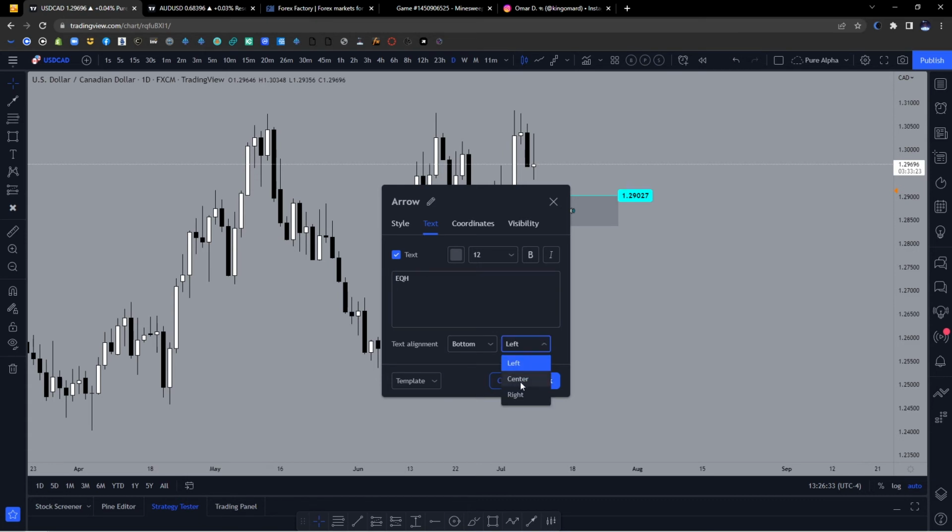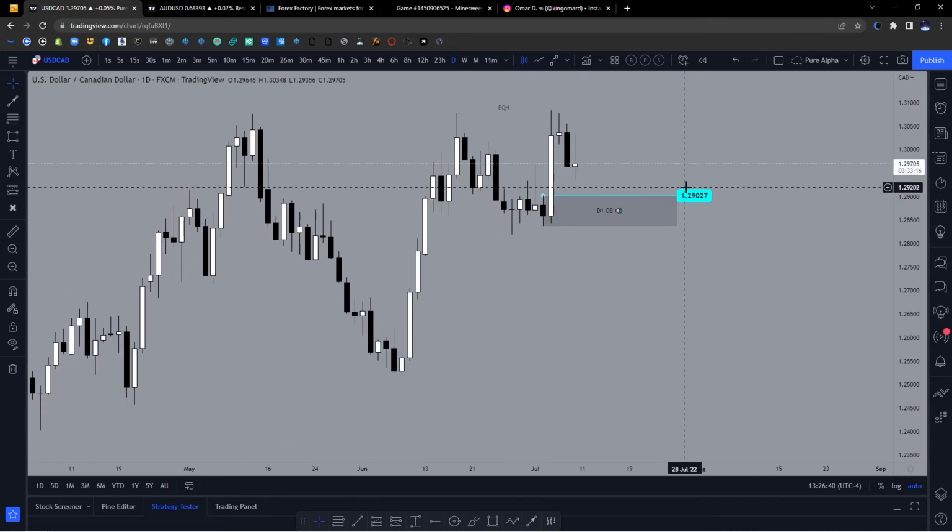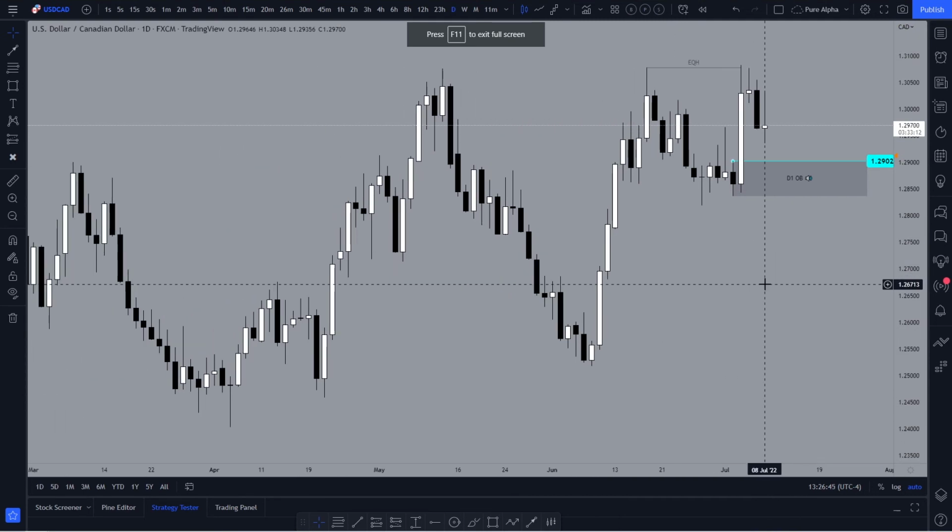EQH just for relatively equal highs, and change the visibility time frame. Now we have equal highs over here, so what am I expecting on UCAD? Once again, none of this is financial advice, and this is all just a probabilities game.